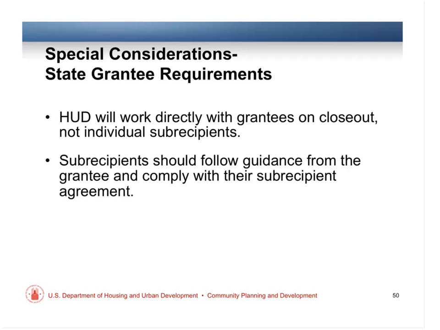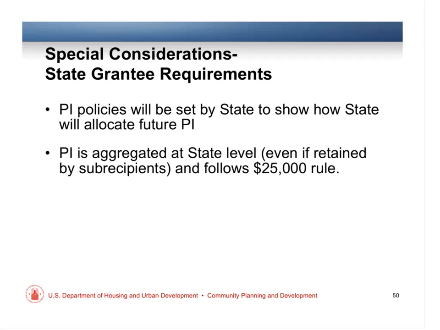Subrecipients should be talking to their states about this closeout issue, issues on program income, all those things. But the guidance for the subrecipients will be coming from the states, and look at your subrecipient agreement. It will tell you what the state policies are, particularly issues of program income. Who's handling it? Is it going back to the states? How will the state reallocate the money if there is program income? And we suggest if you do have those questions, call your state, ask those questions.